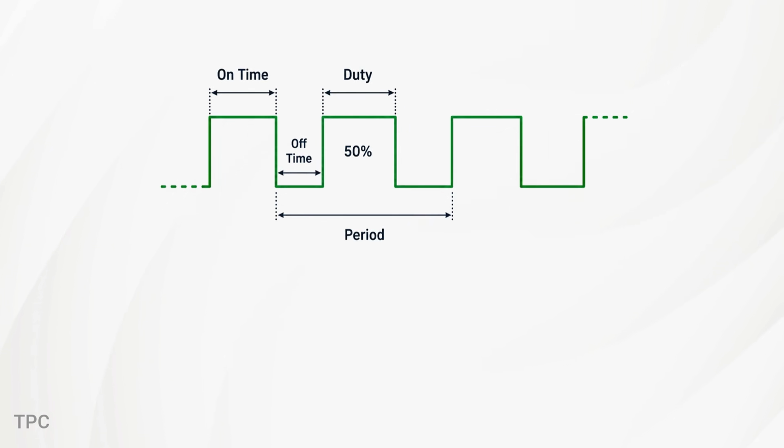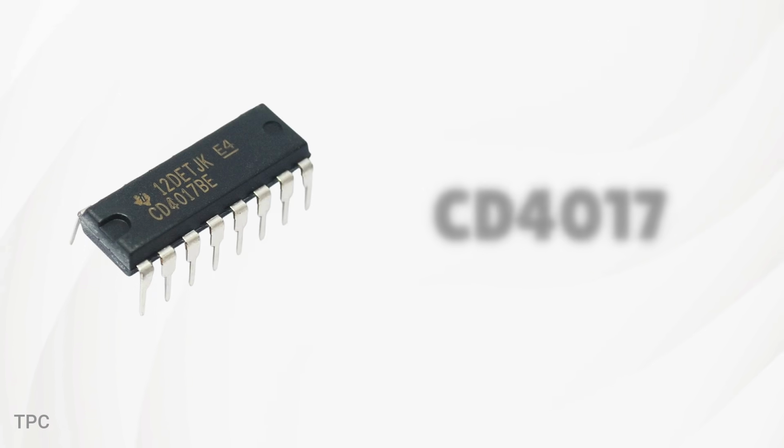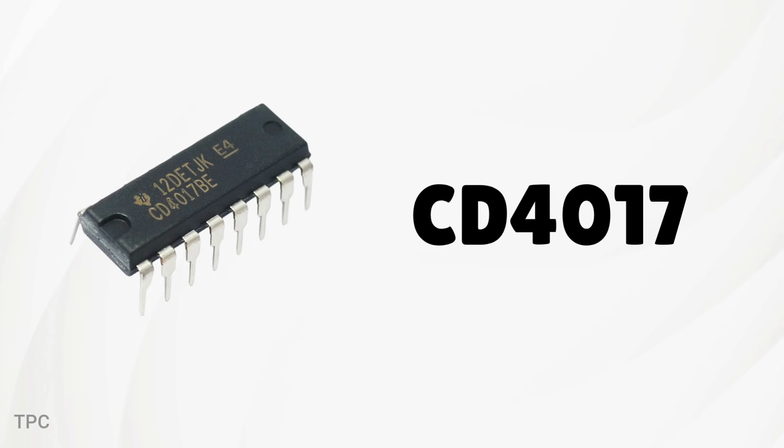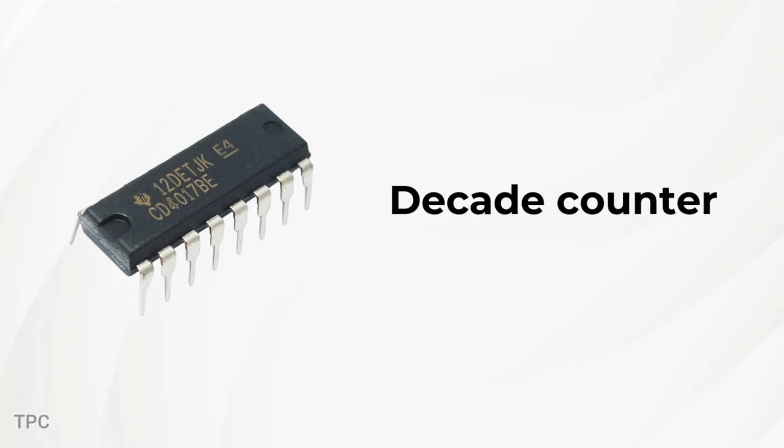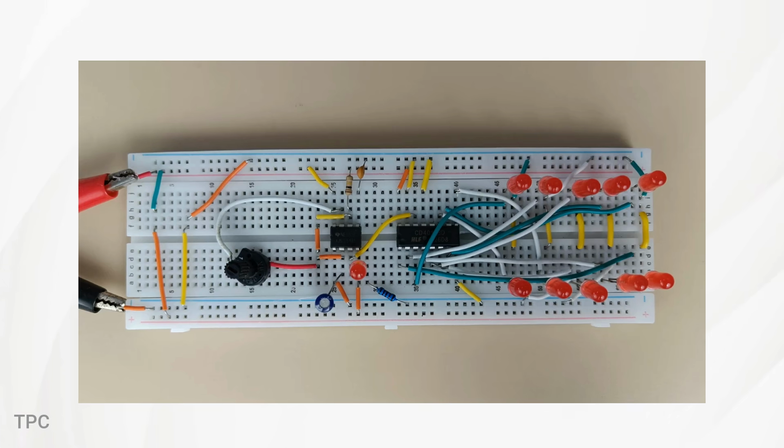So, now that we can generate pulses using the 555 timer IC, what if we want to use those signals to control multiple outputs one by one? That's where the CD4017 comes in. It's basically a decade counter IC, which means it takes a clock signal as input and activates its 10 outputs one at a time in sequence. And this is exactly what I'm showing here.